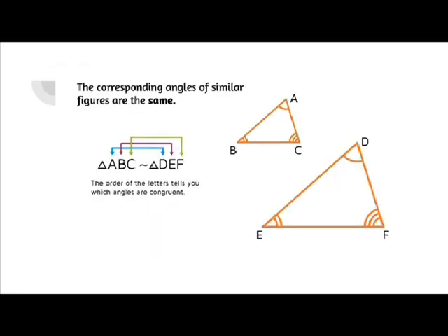Okay, so now we have the corresponding angles of similar figures. In this case they are the same. So the angle in A is equal to D, the angle in B is equal to E, and the angle in F is equal to C. So this is pretty easy to understand and to see when we have similar triangles.